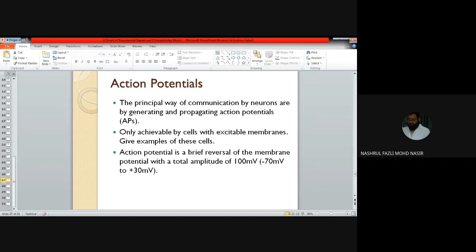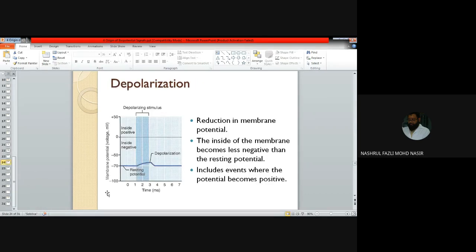An action potential is a brief reversal of the membrane potential with a total amplitude of 100 millivolts. Just imagine going from negative 70 millivolts up to 30 millivolts. So the amplitude is high.